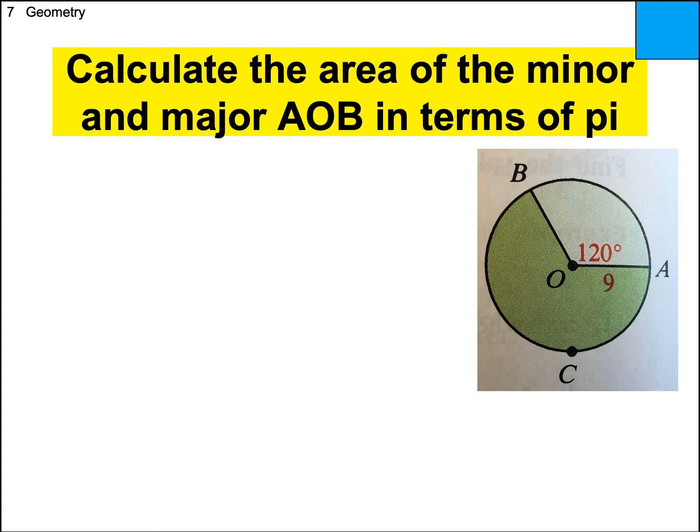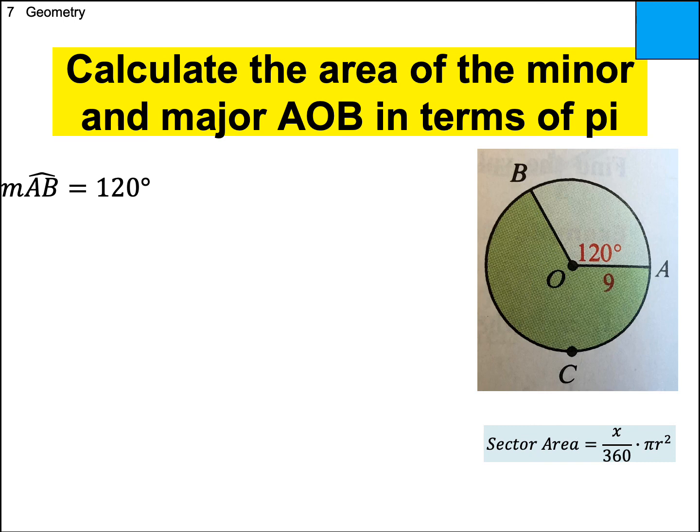The minor and the major sectors there that are defined by AOB. We're going to leave the answer in terms of pi. So we'll do the smaller, the lighter shaded portion first. There is your formula, x over 360 times pi r squared.